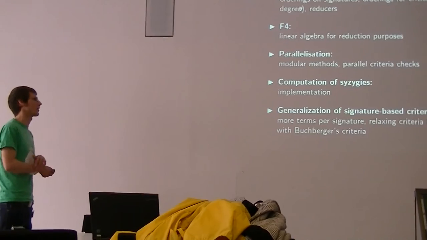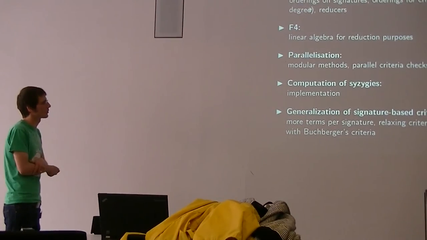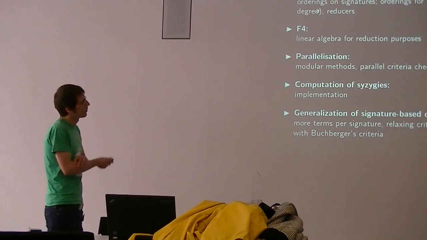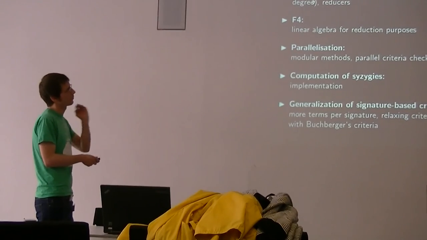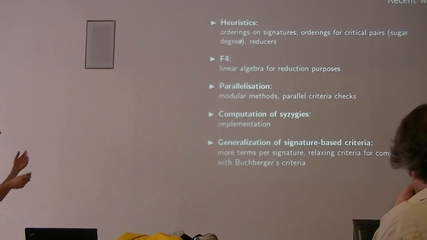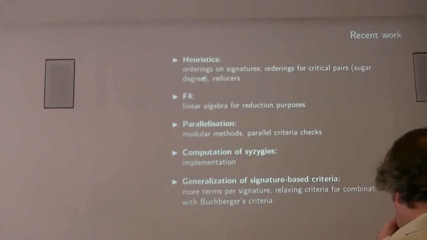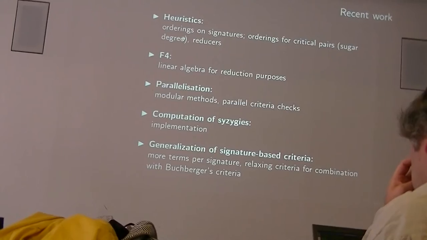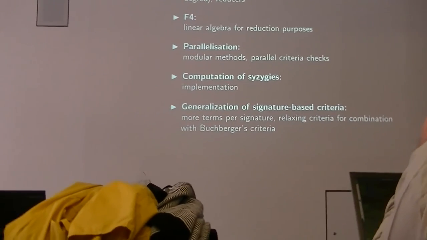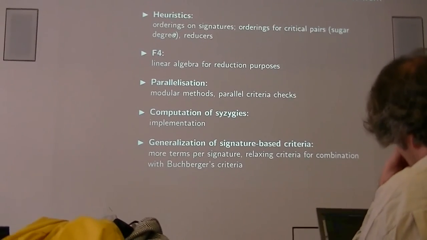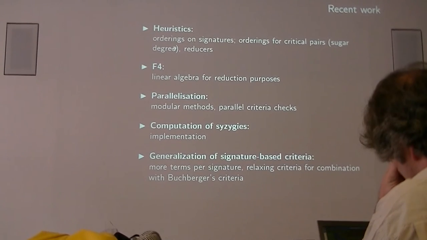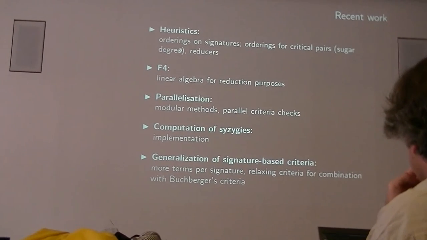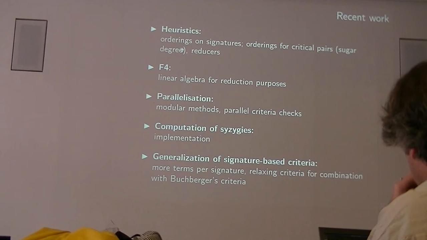Parallelization, okay, I mean, clearly you can do modular methods if you're computing over characteristic zero, but you can also do some parallel criteria checks here. I mean, that's not much, but you can do it. Computation of syzygies and just the point of implementing it. And then, what about the criteria? Possibly one could try to save more than just the leading term in the signature, to have a bit more flexibility on the reduction, but I haven't tried it right now.